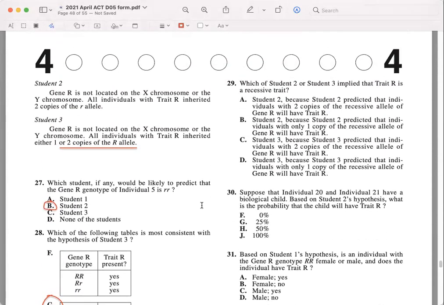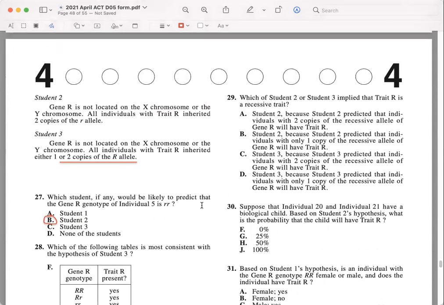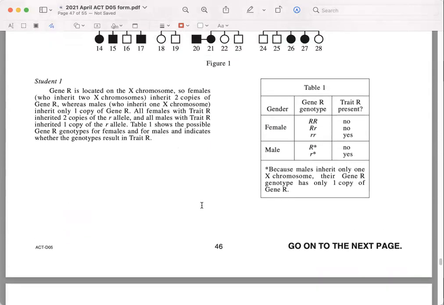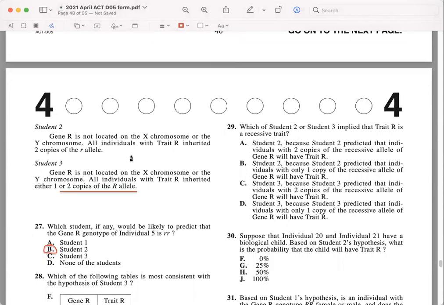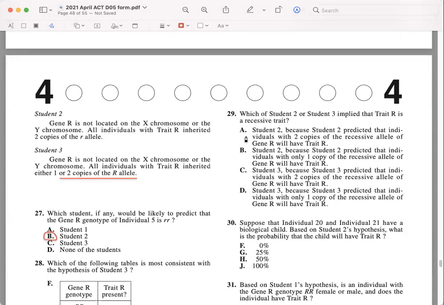Which of the students 2 or 3 imply that trait capital R is a recessive trait? Trait capital R is a recessive trait. I think that's student 2 or student 3. Yeah, so it's student 2. He says that capital R, trait R, is a recessive trait. Student 2, because student 2 predicted that individuals with 2 copies of the recessive allele will have trait R.